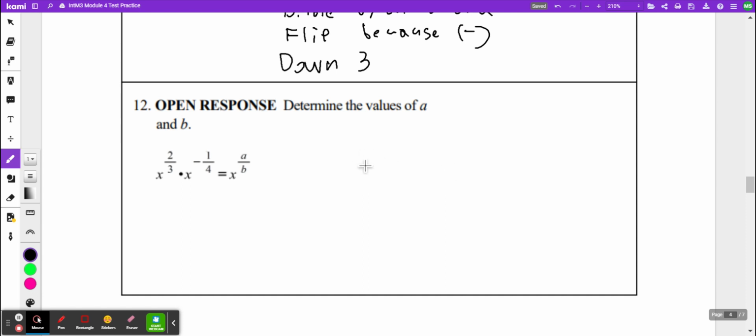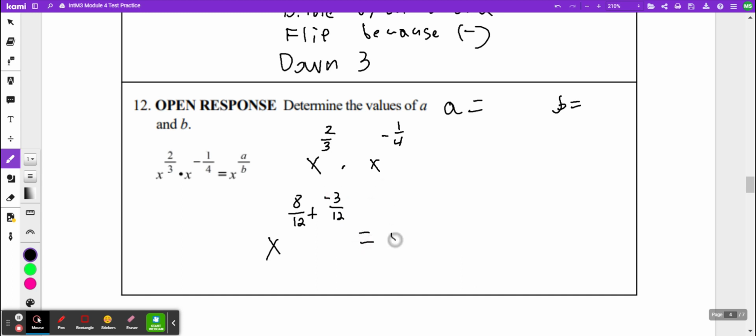Determine the values of a and b. All right, so I'm going to write a equals and b equals. Make sure I put a little tail on them so it looks like you know what a and b are, and I'm not drawing a 6 or whatever. So I know that I have x to the 2/3 times x to the negative 1/4. So what I have to do is add the exponents if they have the same base. So let's make sure they have the same base. I'm going to multiply by 4 on the top and the bottom. I get 8/12, and I'm going to be adding, multiplying by 3 on the top and the bottom, 3/12. But it's negative. So I should get x to the 5/12. So a is 5, b is 12. All right, page 5.